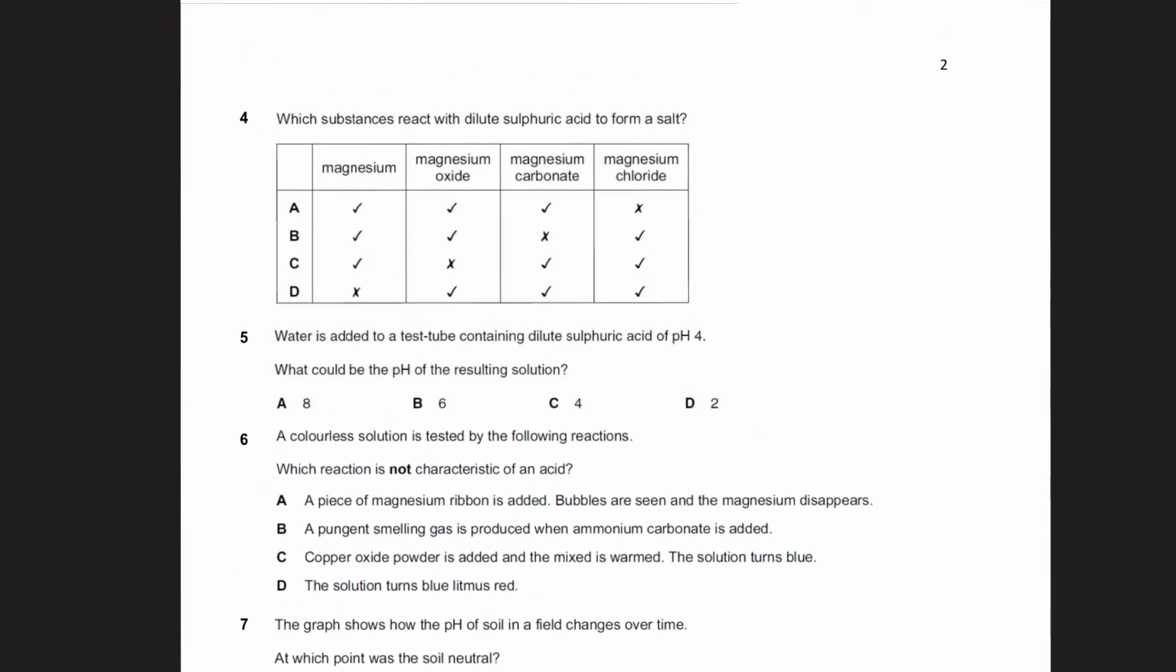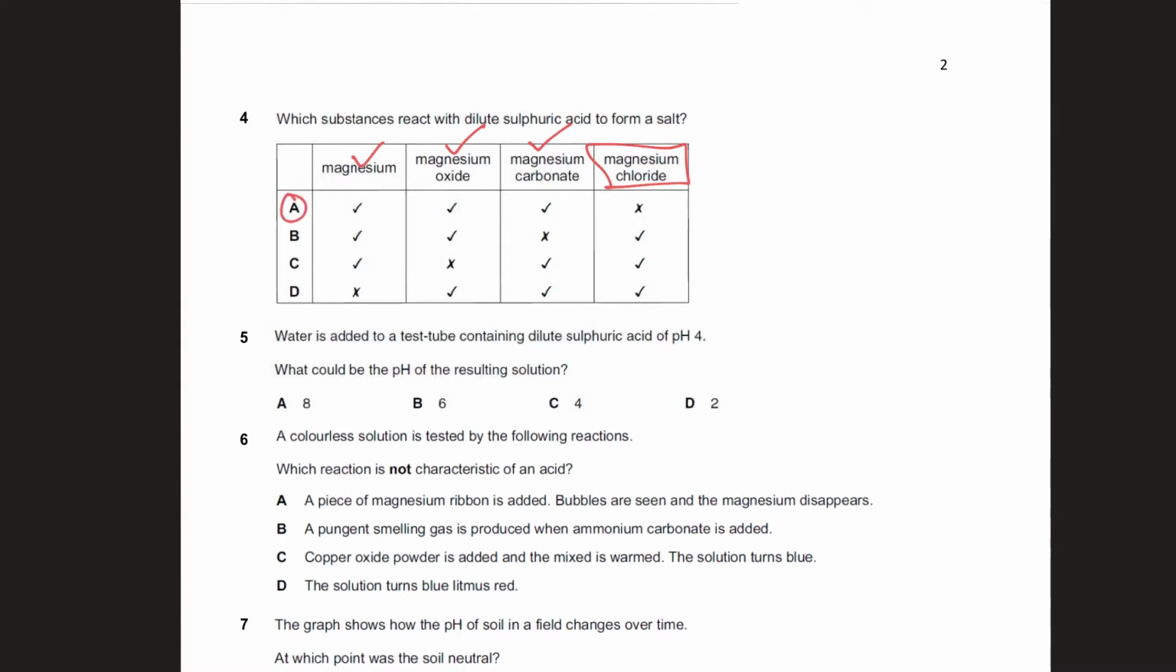Question number 4 says, which substance reacts with dilute sulfuric acid to form a salt? Now you need salt, and remember that salts are made when you have a cation and an anion. The anion with sulfuric acid is going to be sulfate. So you're looking for something that reacts with this as a base or as a metal. Now, out of the four options that you have, magnesium chloride is the one that is salt itself. So it does not react with sulfuric acid as a base or metal. So we are going to assume that with magnesium you're going to get magnesium sulfate, with magnesium oxide again magnesium sulfate salt, magnesium carbonate, magnesium sulfate salt, but not the case over here. So we're going to go with A.